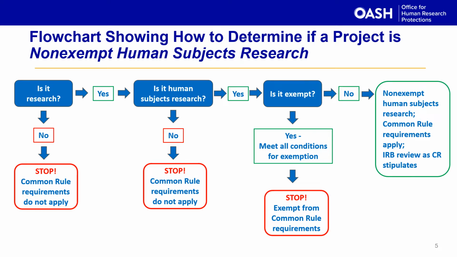Here's a quick visual representation of the questions to be asked and answered, moving from left to right, to determine if a study is non-exempt human subjects research and if the regulatory requirements will apply. For the purposes of this presentation, we've determined that the activities are 1. Research, with 2. Human subjects, and we are trying to figure out if it is 3. Exempt. The remainder of the presentation will be spent in the realm of, is it exempt?